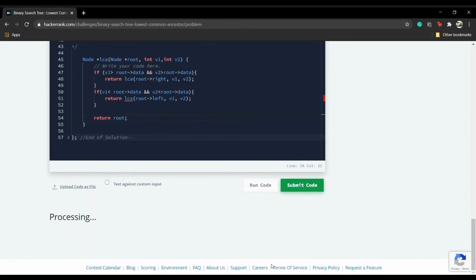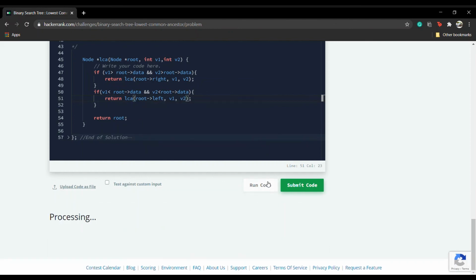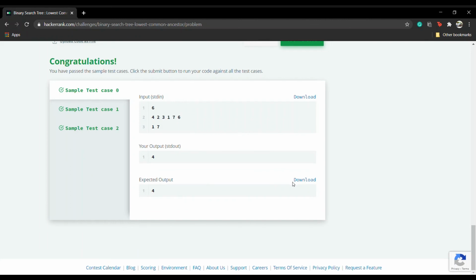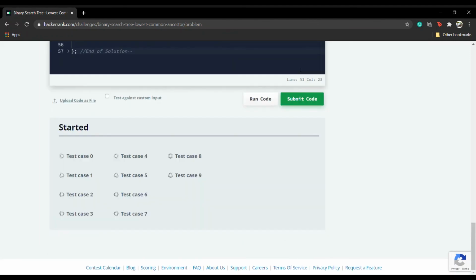Let's now run the code. Okay, I made a typo here. So great, it has successfully passed the sample test cases. Let's now submit the code.